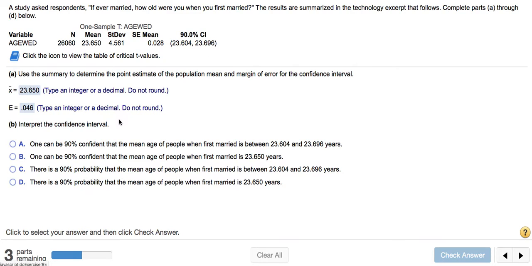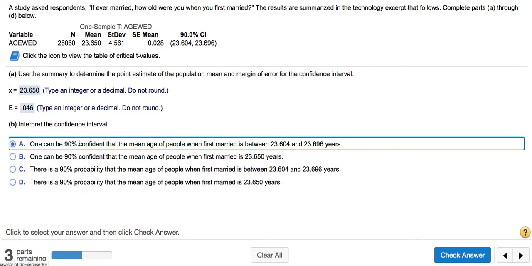Okay, so now we're supposed to interpret the confidence interval. And let's see, it's going to be either A or B because it's the idea of one can be 90% confident, and it's going to be option A for me. So we are 90% confident that the mean age falls within this interval, so between those two values.